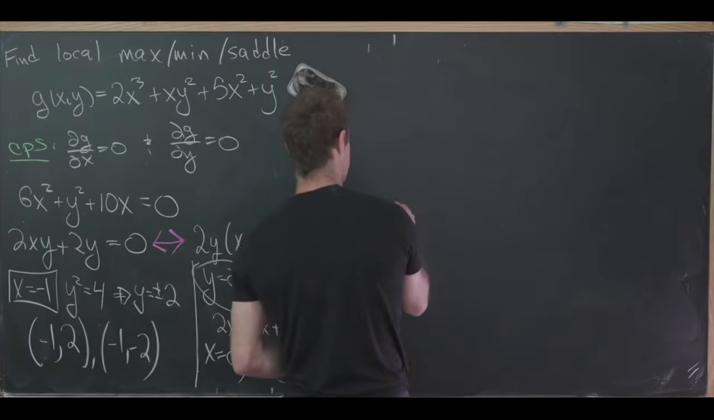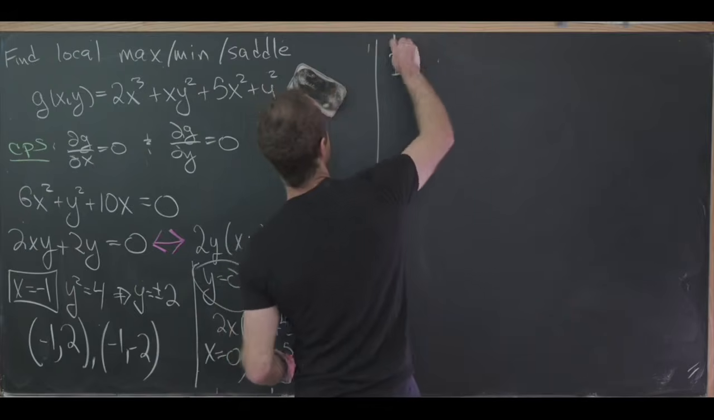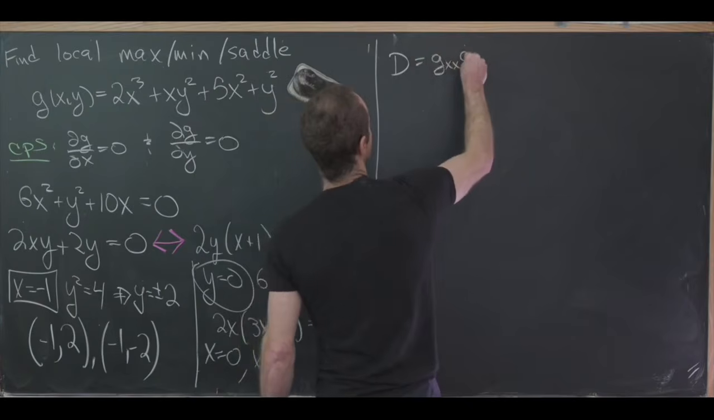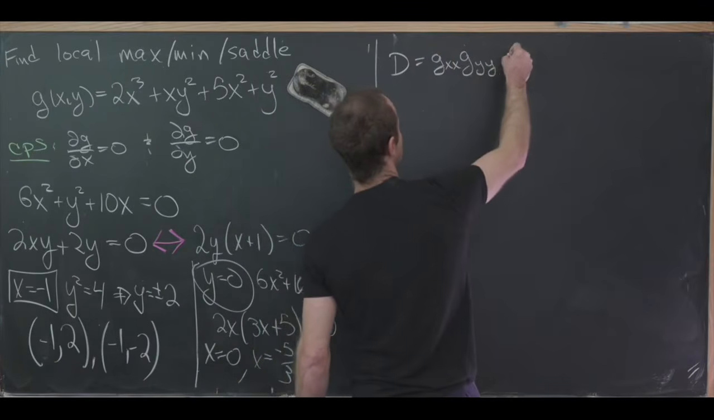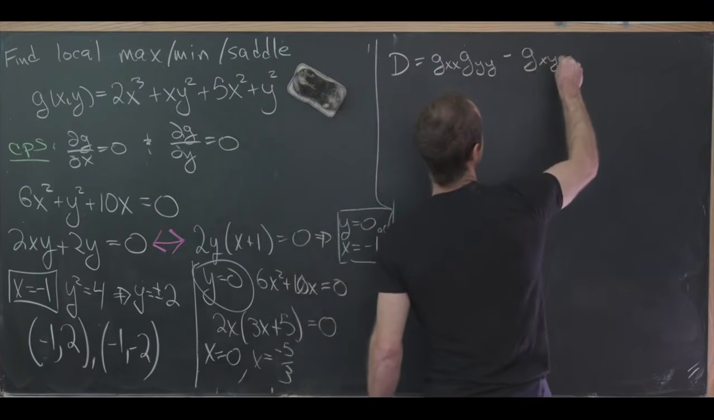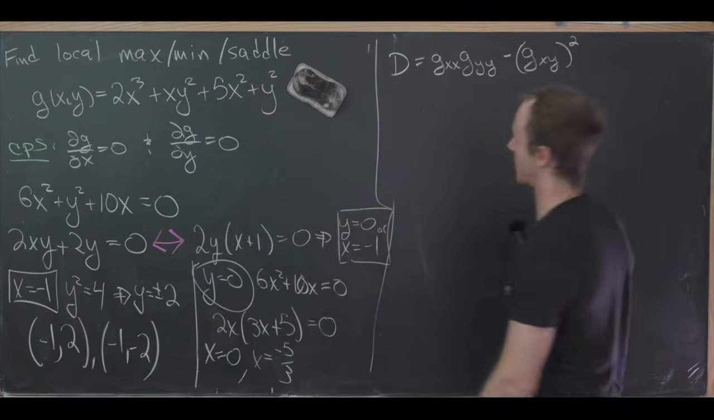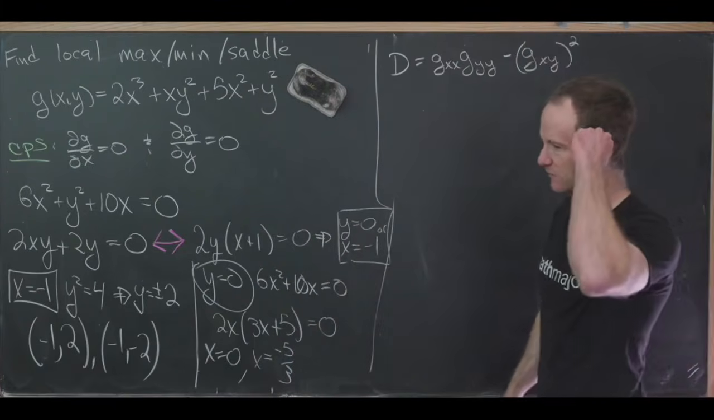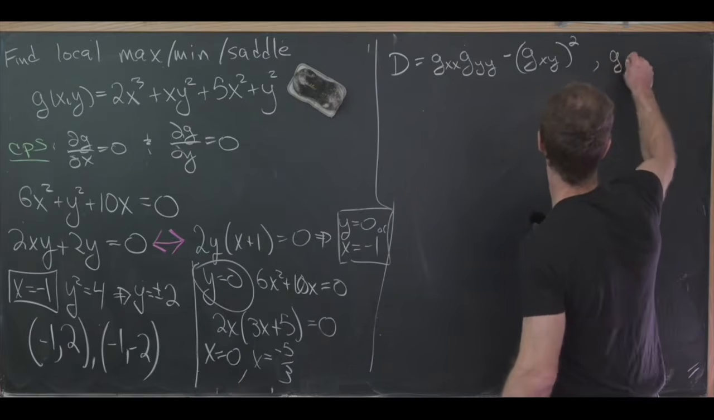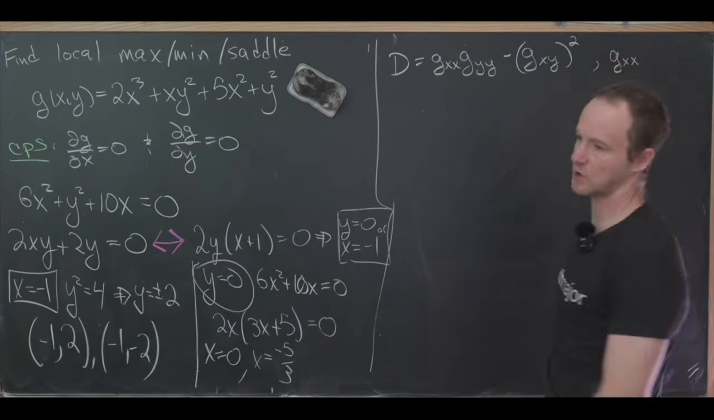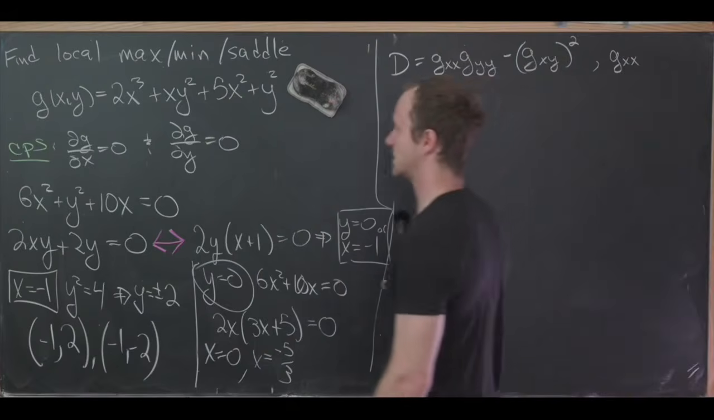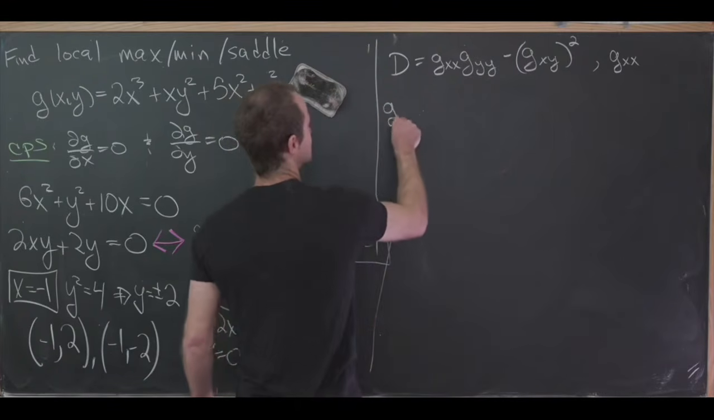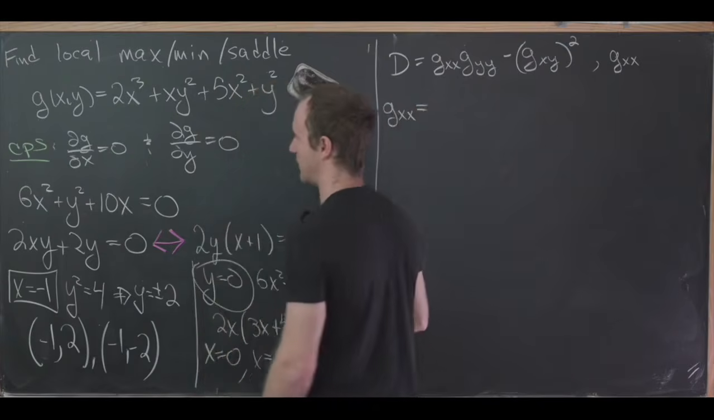So the second derivative test uses this thing which I call the big D, which is equal to the second partial with respect to x times the second partial with respect to y minus the mixed partial squared. And then we need to check if that's positive or negative. And then we also compare that with just the second partial with respect to x. So let's look at the second partial with respect to x first. So gxx, what will that be?